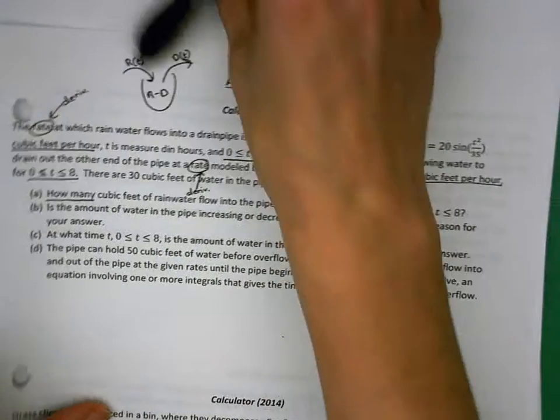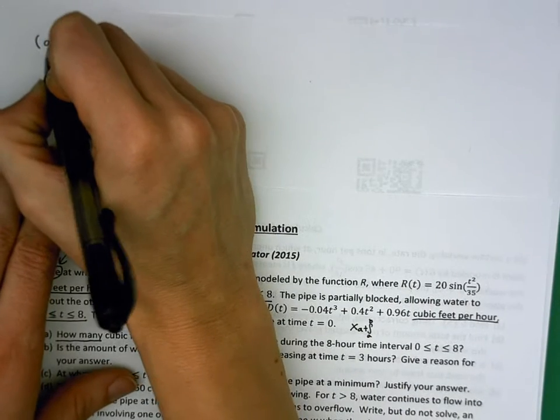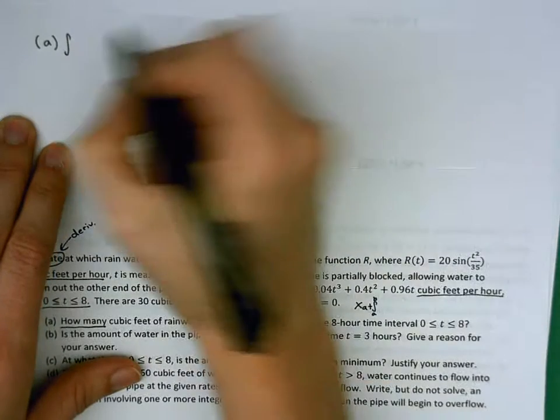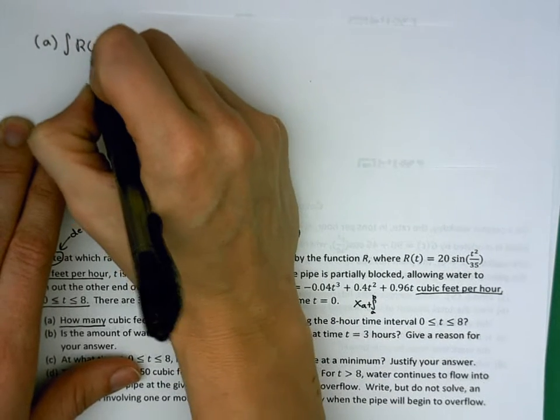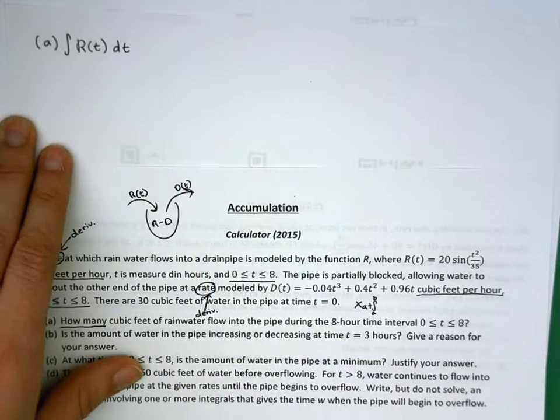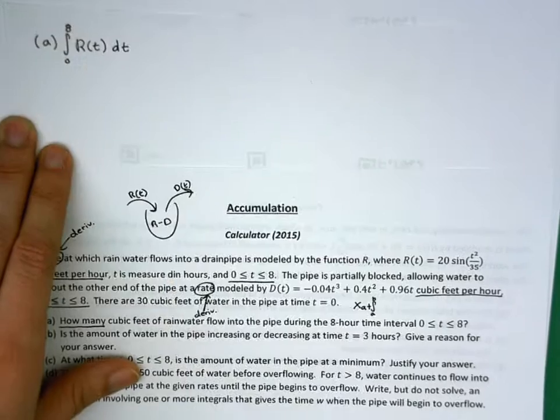Okay, so if I were to solve A here then, this is A, I'd be finding an integral, and then it's flowing into the pipe, so I'm just going to use my R of t. And then my bounds are 0 to 8.